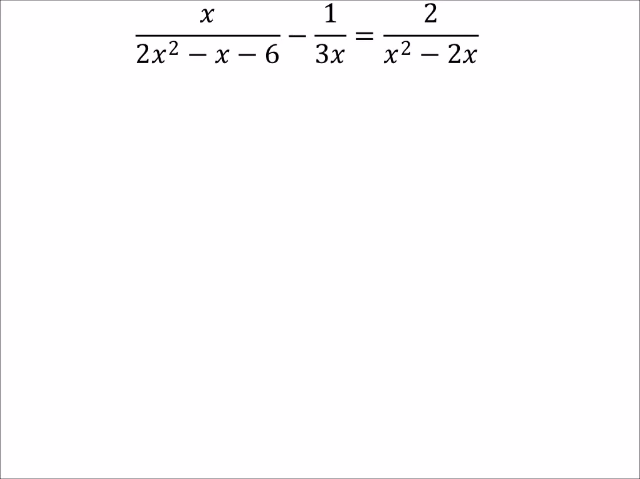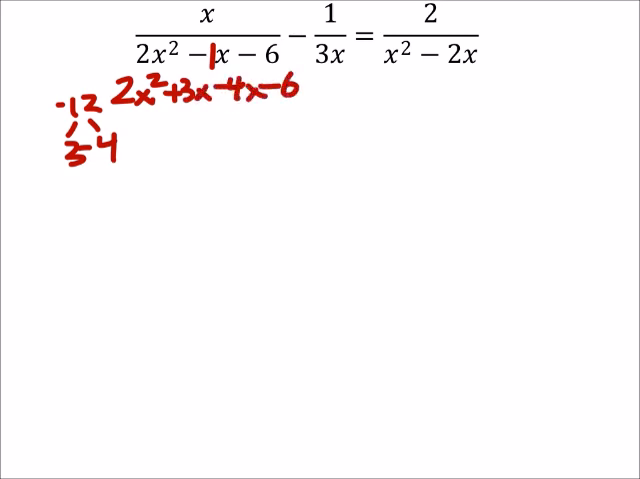The denominator on this one, 2x squared minus x minus 6. So I've got to find two factors of negative 12 that will add up to this negative 1. And it looks like it's going to be 3 and 4, specifically positive 3 and negative 4. So this splits up into 2x squared plus 3x minus 4x minus 6.